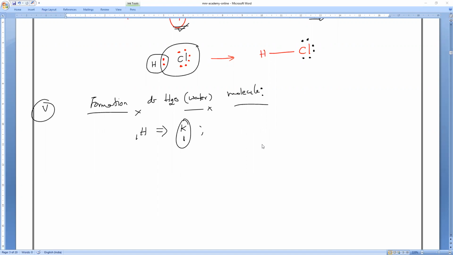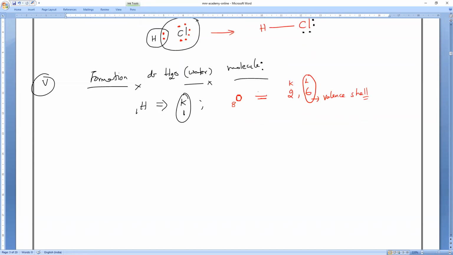So oxygen, what is the atomic number? What is the atomic number of oxygen, guys? 8. So what is the electronic configuration? 2, 6. So K and L. So the valence shell is this one. How many electrons does it need to become stable in nature? 2 electrons.